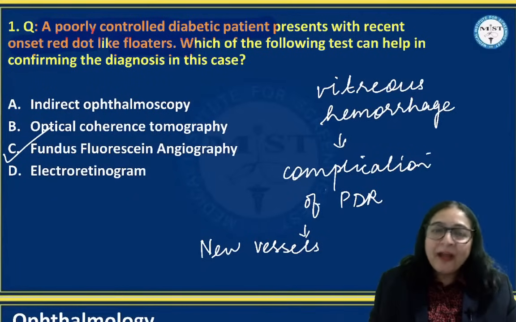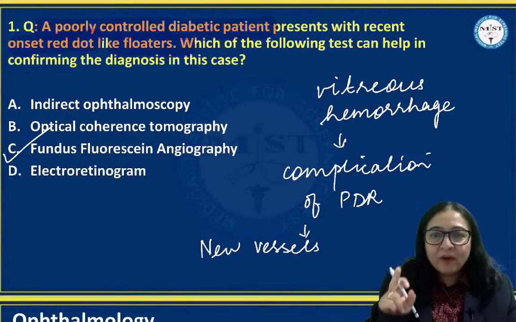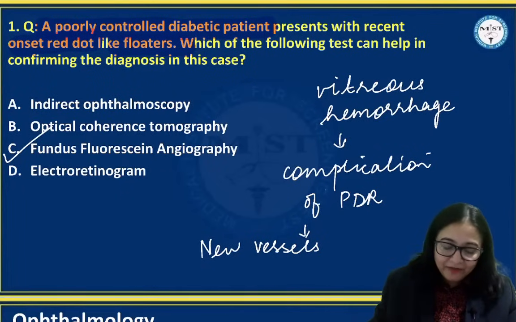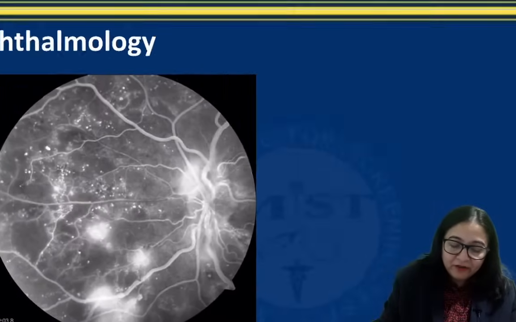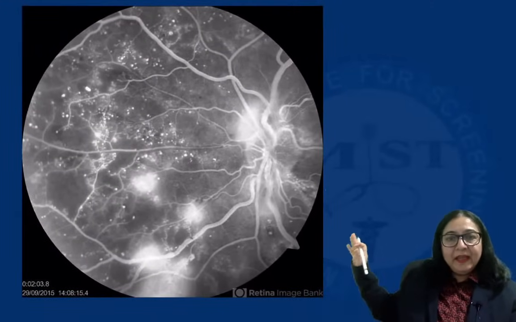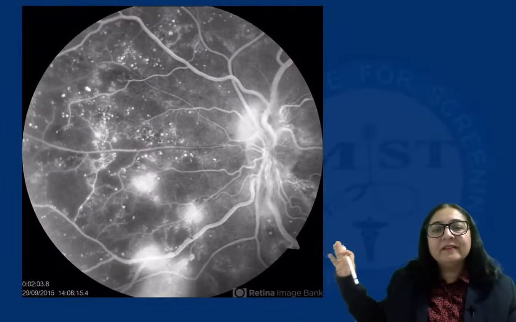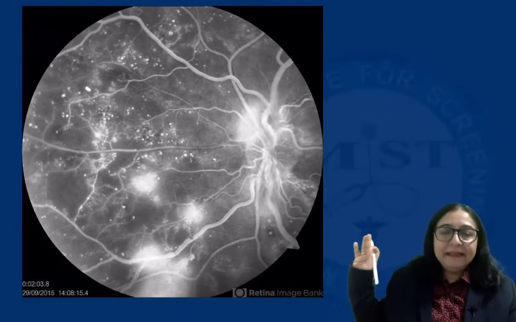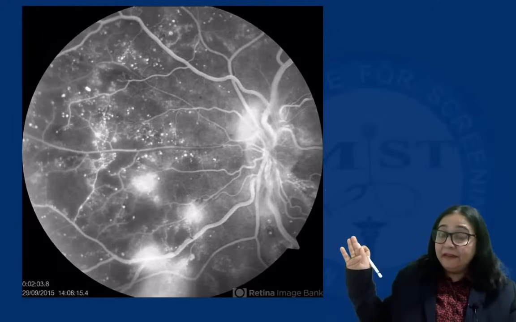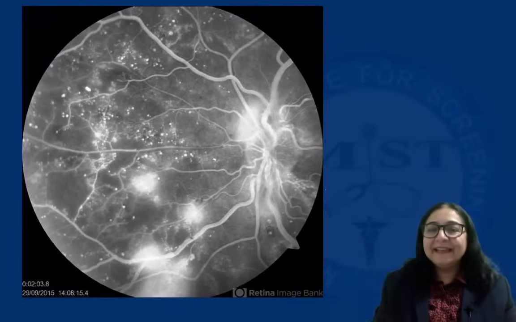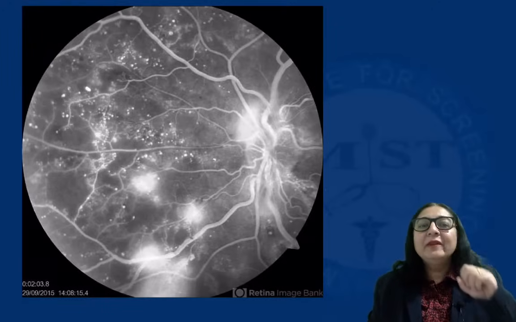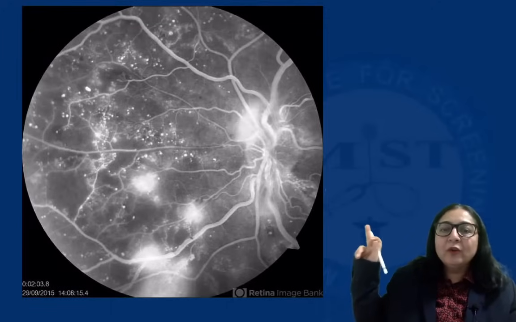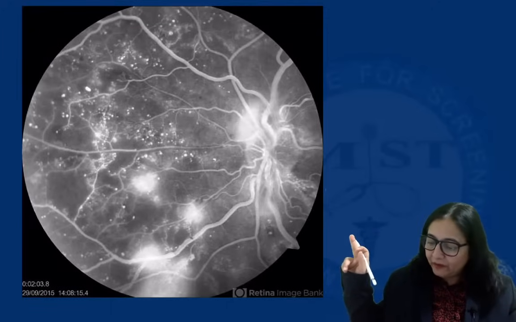Now, why I put this question is because I want you to learn what will all be seen when we do fundus fluorescein angiography in this test. Now this is important. Recently, questions have been asked based upon the FFA findings in diabetic retinopathy in other exams. So it will be a good idea that we also revise what we will see on FFA in a diabetic patient who has proliferative diabetic retinopathy.